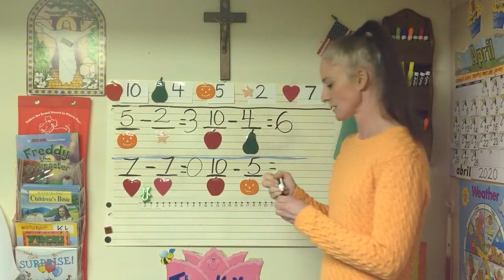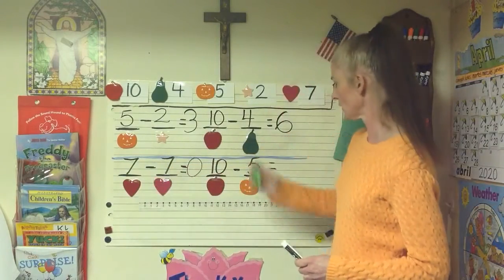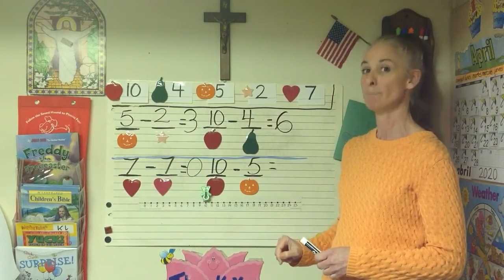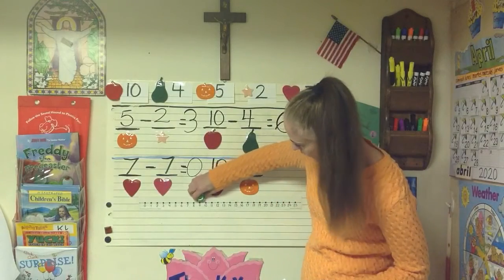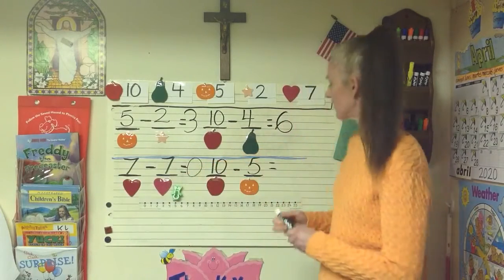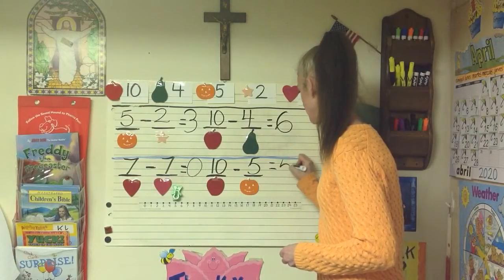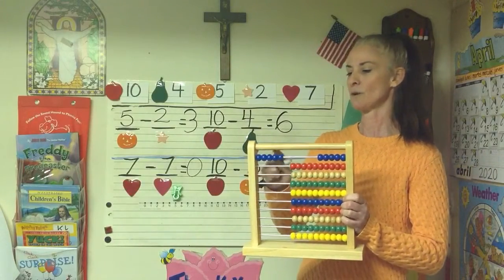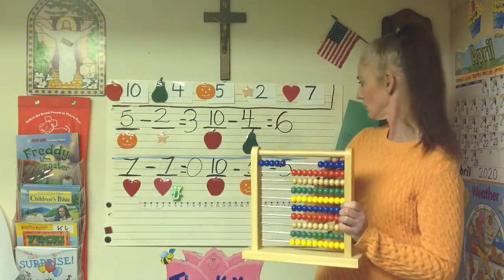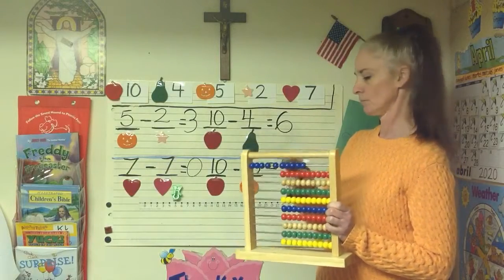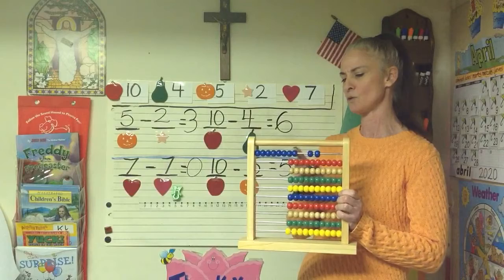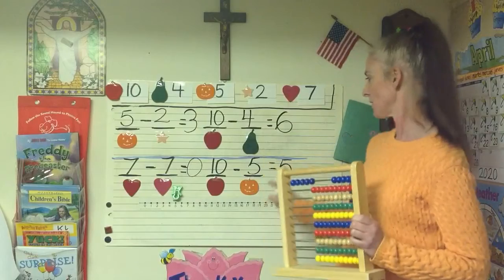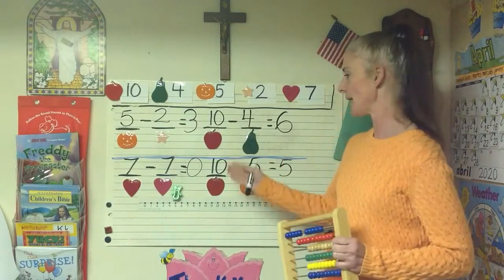I bet you already know the answer. Okay, we're going to put our figure on number 10. Take away 5. Subtract, go back. Go back 5 steps. 1, 2, 3, 4, 5. 5 is our difference. Let's check on the abacus. Oh, I'm sorry. 10. Take away 5. 1, 2, 3, 4, 5. Let's see how many we have left. 1, 2, 3, 4, 5. 5 is our difference on the abacus and on the number line.